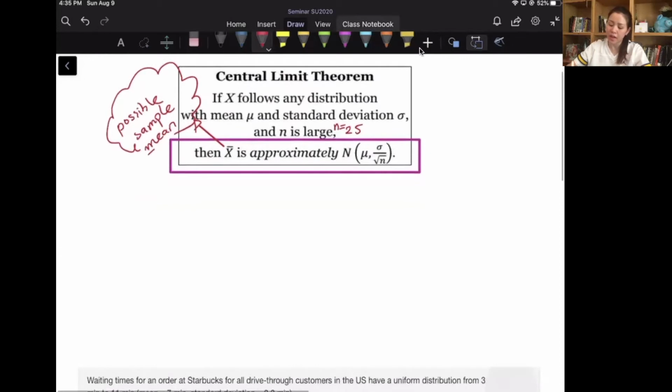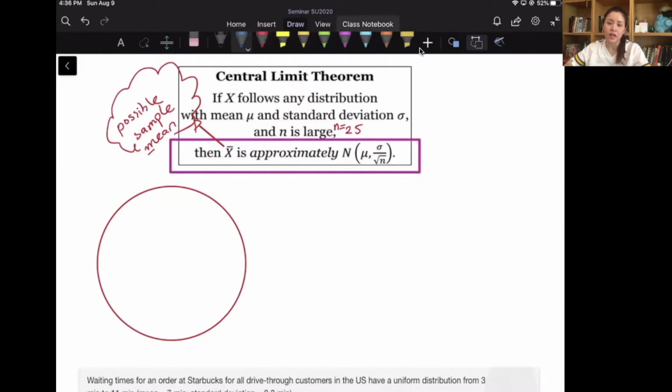So imagine I have a population pool. So this is my population pool, right? And within that population pool, I'm going to pick out a bunch of samples, with size at least 25. So maybe I pick out sample 1, and then I'll pick out another sample, sample 2, sample 3, sample 4.